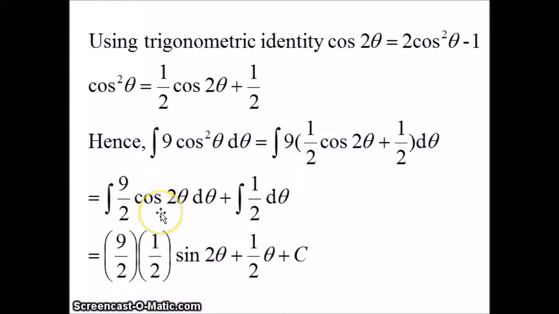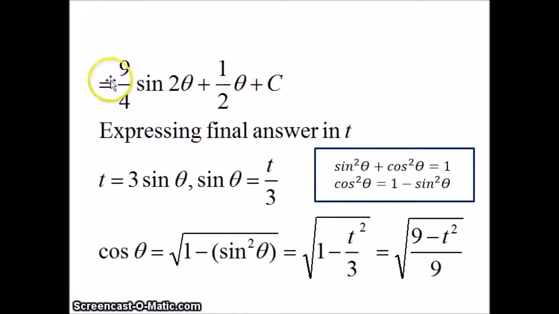We integrate cos to sine, and then we divide by the derivative of 2 theta, and we get 9 over 2 multiplied by half sine 2 theta. We integrate half with respect to d theta, we get half theta, and don't forget the constant c. This is the answer after we integrate.